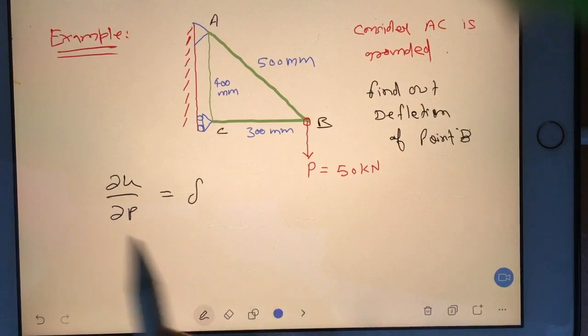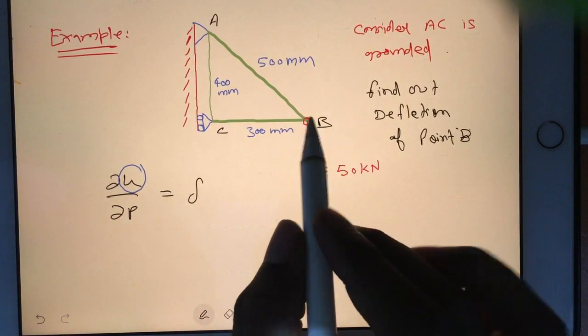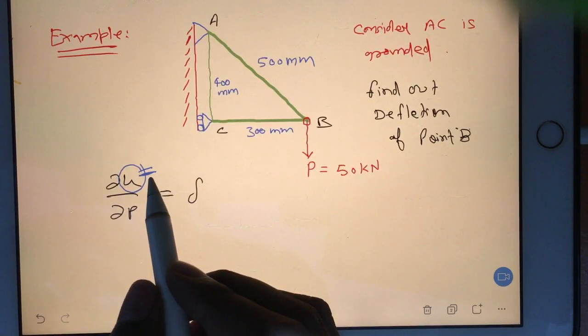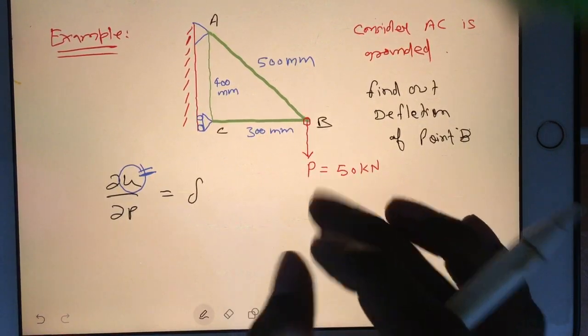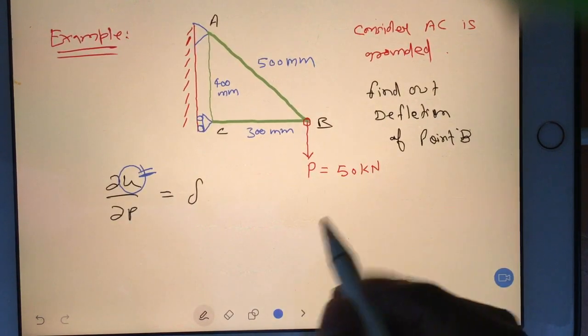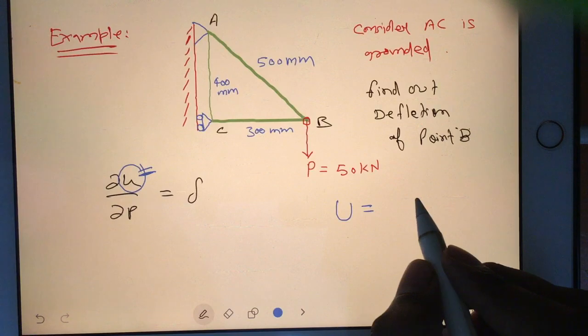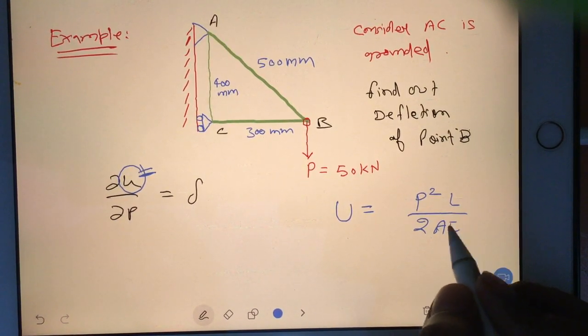Now you understand what U is here? U is strain energy. It means we have to find out the strain energy in the member. For that, in the previous class, we have done the idea about strain energy. If you remember, our strain energy formula was, for axial loading, P square L by 2AE, right?